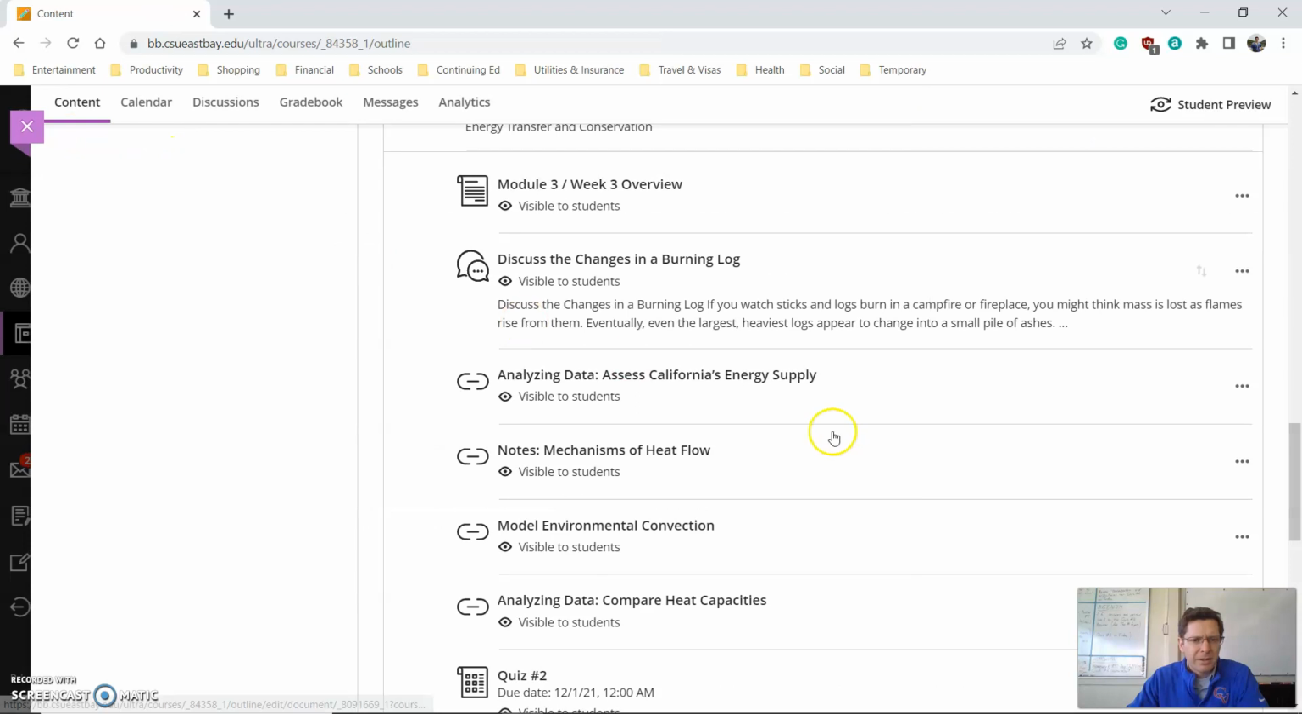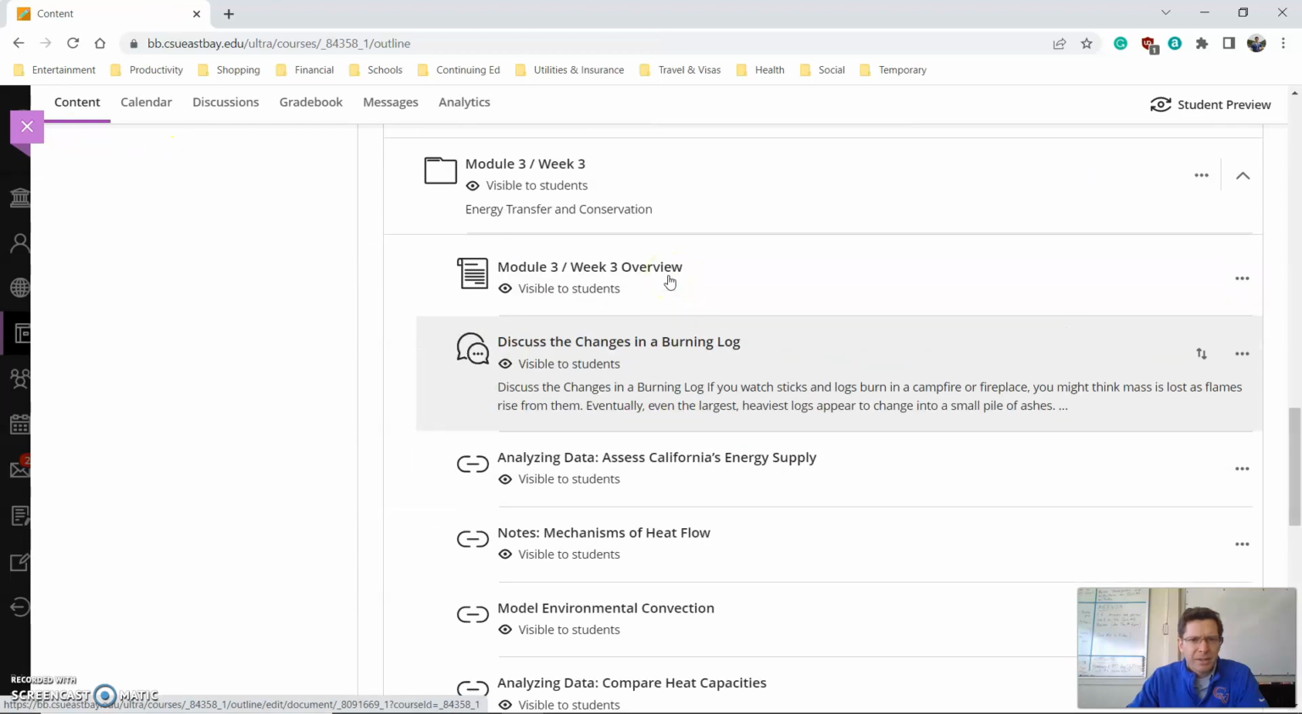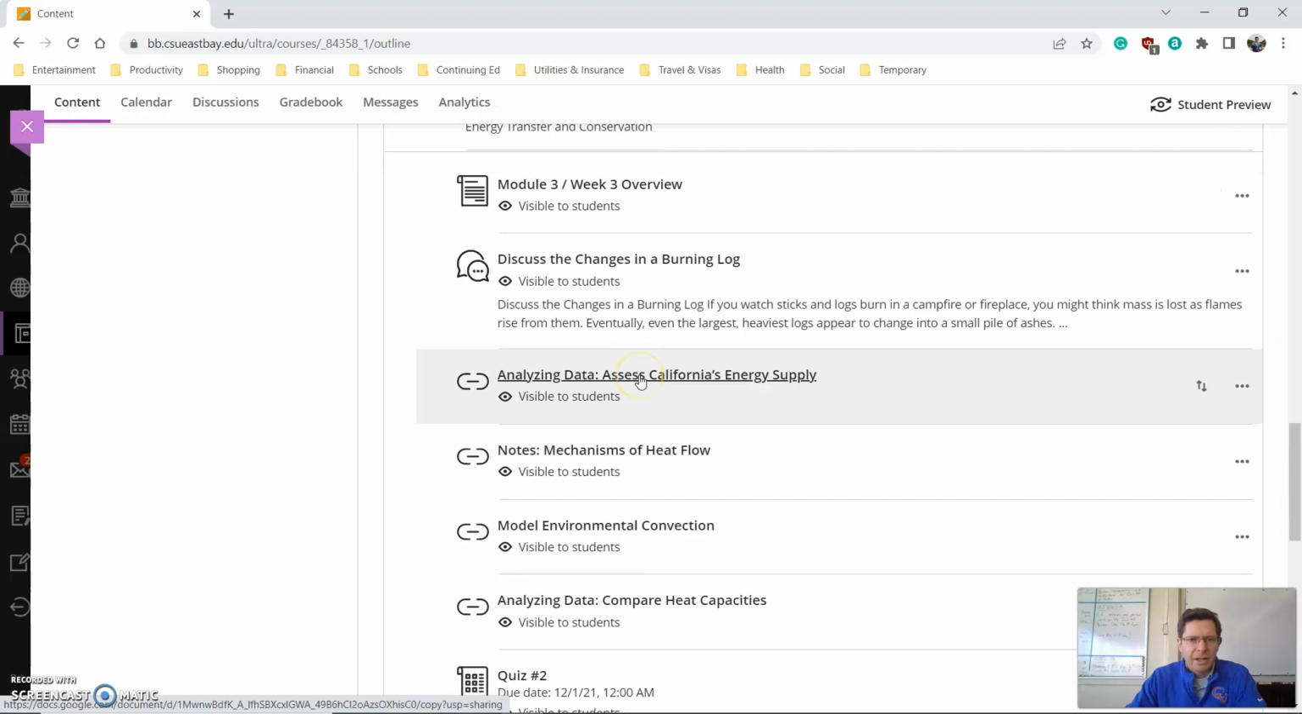All right, so let's take a little closer look here. So we've got the discussion here, discuss the changes in a burning log. And that's to get us going on this discussion, mostly looking at energy, but also some matter changes in a burning log. In this activity here, analyzing data, so I mentioned just a moment ago math. So this is using some mathematics, looking at graphs of energy use and analyzing them to understand about energy transformations and energy flow.